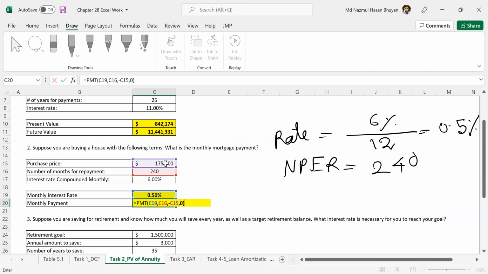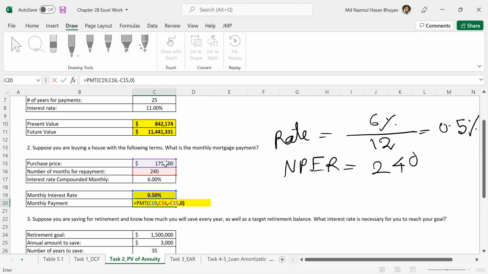Now you may ask why I made the present value negative. Once again, here I want to calculate my payment to be positive. So you need to have some cash outflow at present to get some cash inflow in the future.